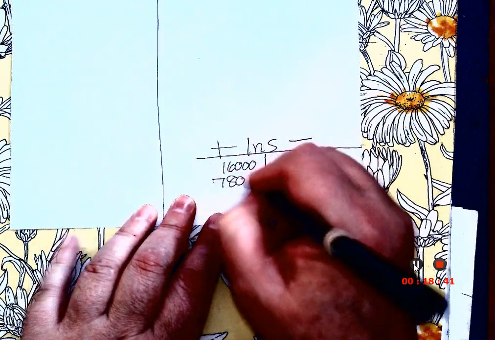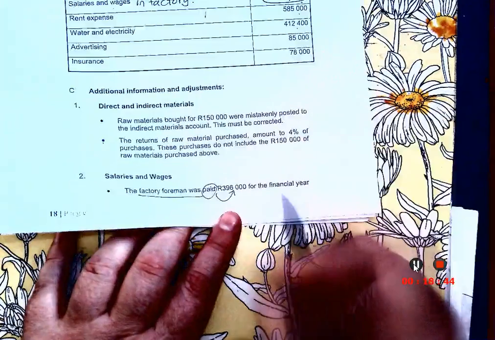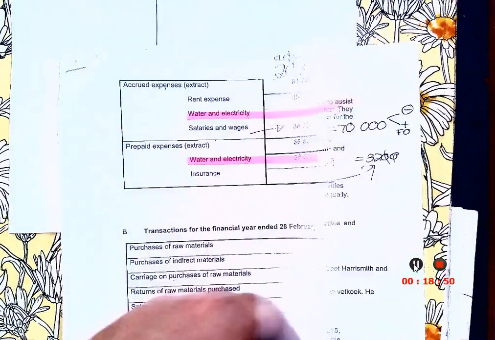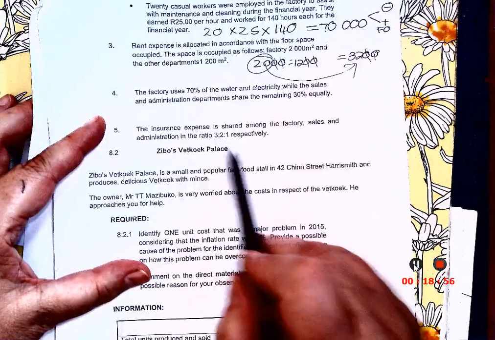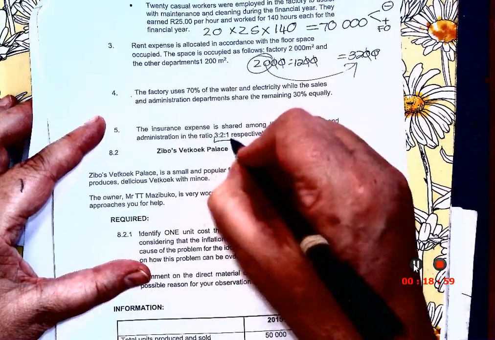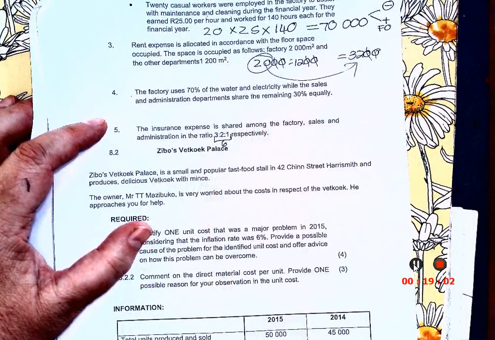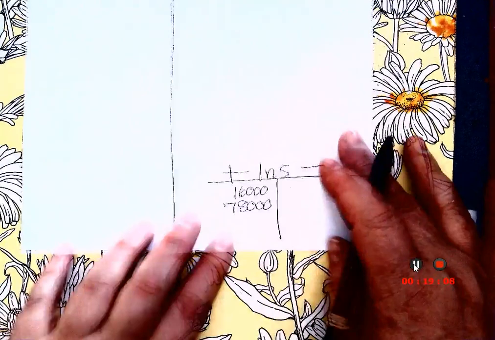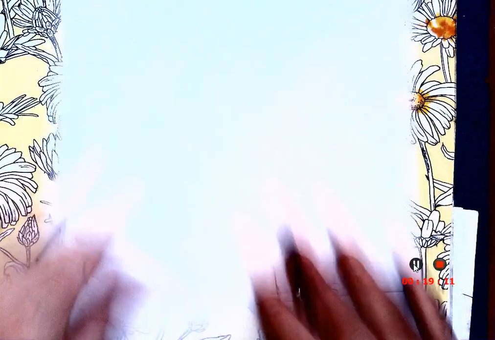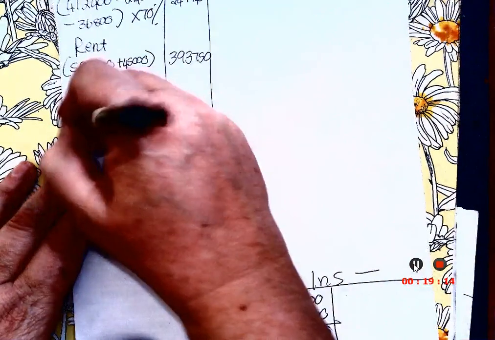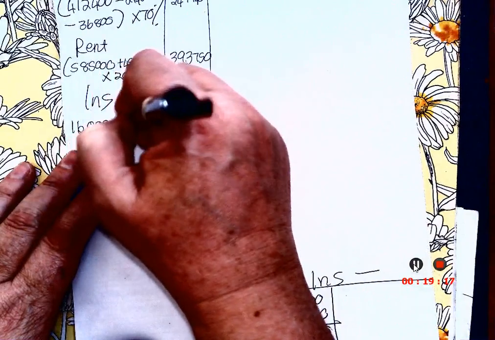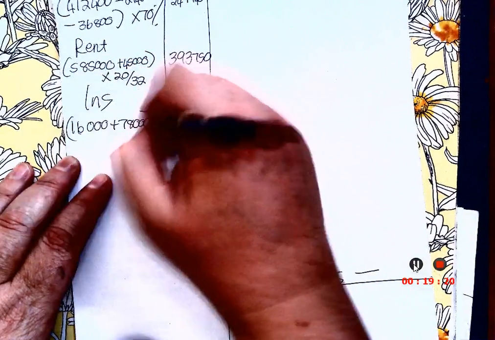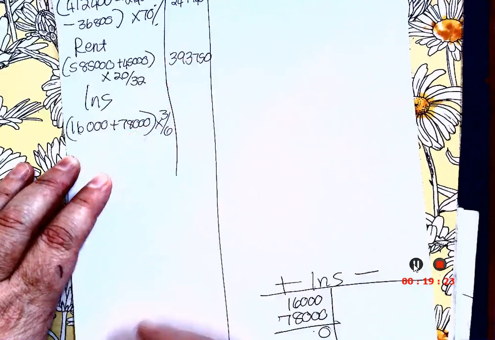So, how much did I pay this year? 78,000. Now I'm going to look. Is there anything here that they said about insurance? And they say, yes, we do it 3, 2, 1. So factory is 3, total is 6. Now you can see it's half. 3 over 6 is half. So let's do this. Insurance is going to be 16 plus 78, times 3 over 6 or 1 over 2, and there's my insurance expense.